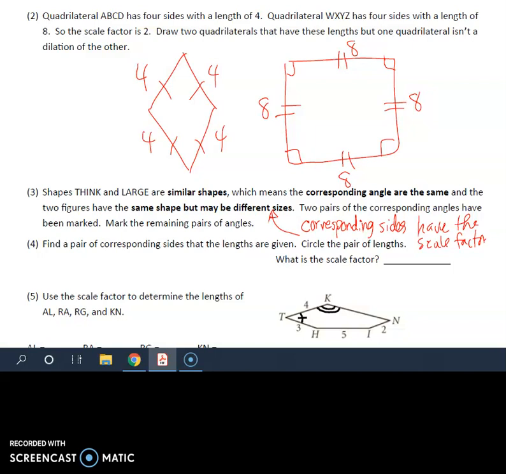So as long as the corresponding sides have the same scale factor, like those 2 L's did, and the angles are the same, we're going to say the shapes are similar. So scale factor is really an important piece in that second part of the definition.